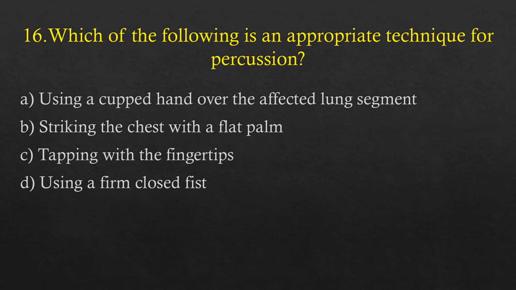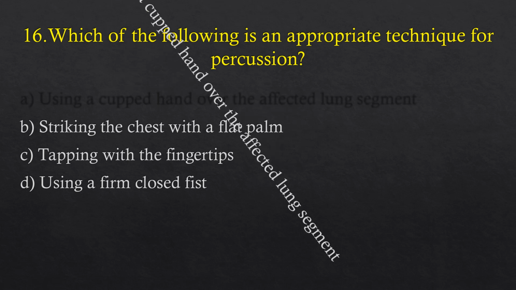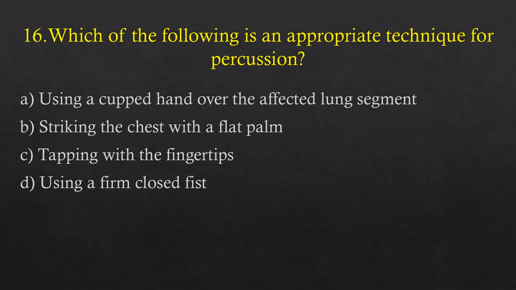Number 16. Which of the following is an appropriate technique for percussion? A, using a cupped hand over the affected lung segment. B, striking the chest with a flat palm. C, tapping with the fingertips. D, using a firm closed fist? So the answer is using a cupped hand over the affected lung segment.